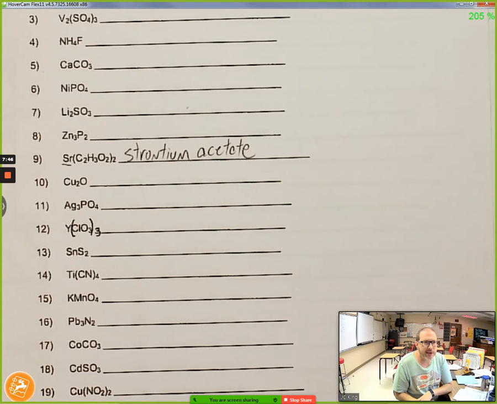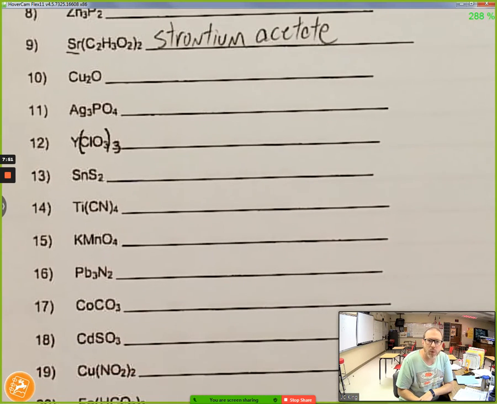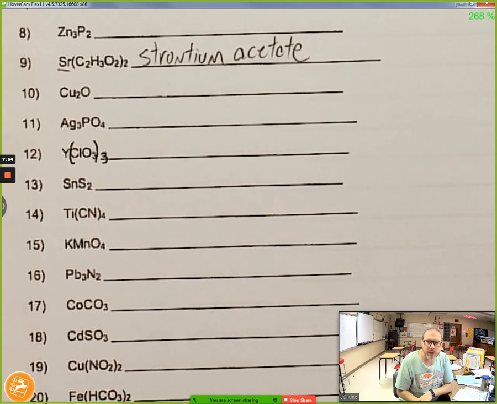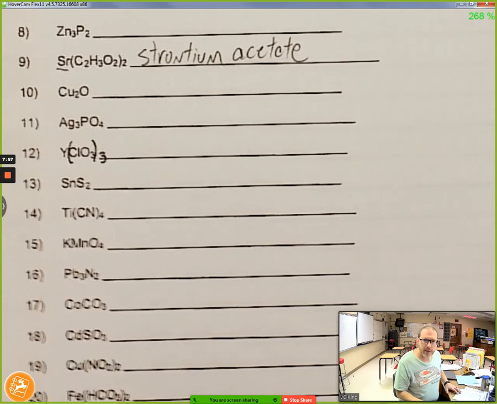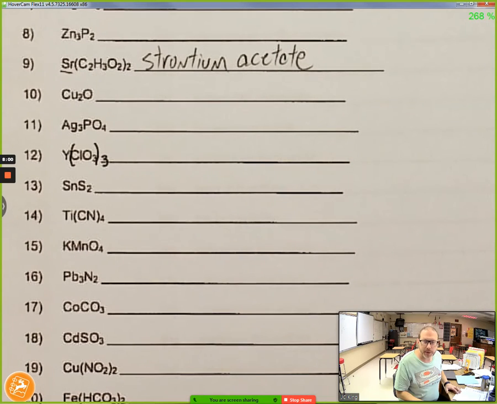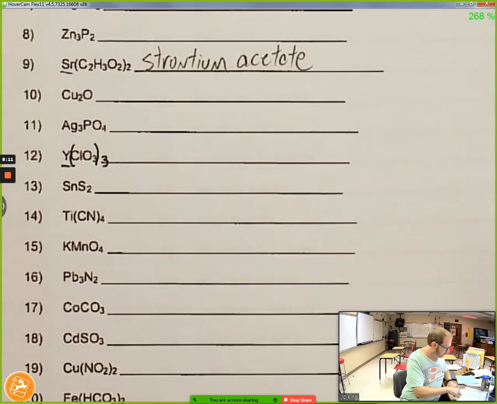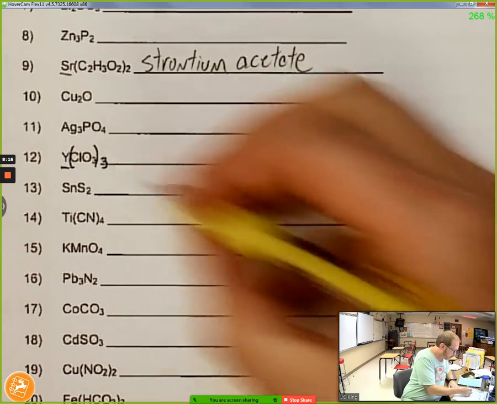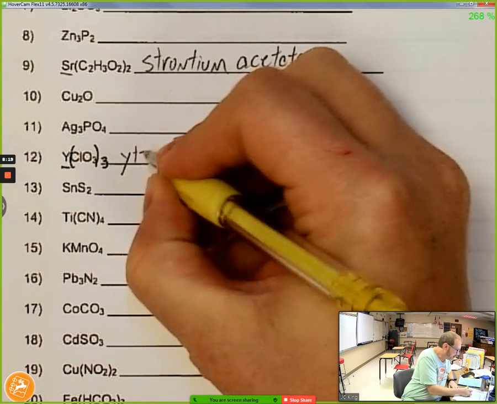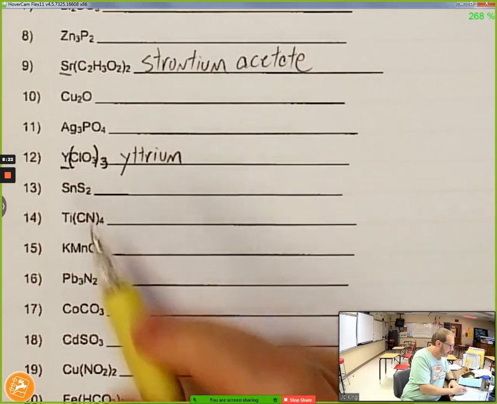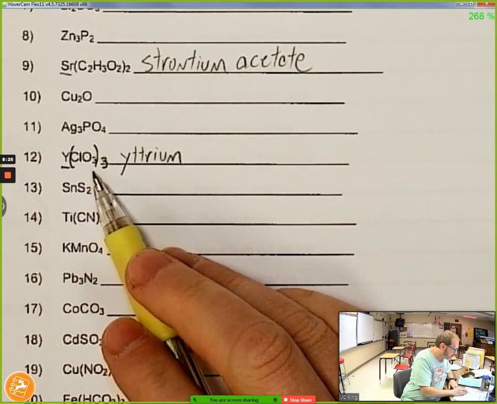Let's do number 12, because I see a lot of people in the chat have picked out number 12. I've got YClO3, with a 3 charge. So again, let me straighten that out so that Haley doesn't scream. Okay, so I need to go find my cation and my anion, my positive piece and my negative piece. My positive piece is just going to be yttrium. So I'm going to make sure I'm spelling that right. No, I'm just going to guess. Y-T-T-R-I-U-M. And then ClO3, I'll find here in just a minute.